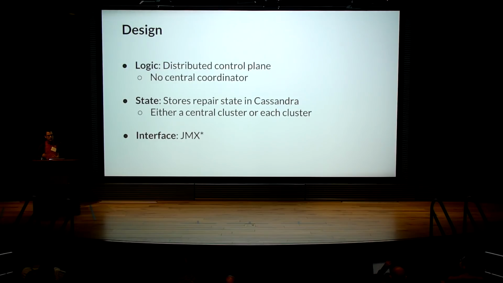This means that we have no dependencies on external services being available. We get to piggyback on the great availability that Cassandra already provides us. And as we've currently designed it, it uses JMX to talk to Cassandra, but that's not actually a core part of it.